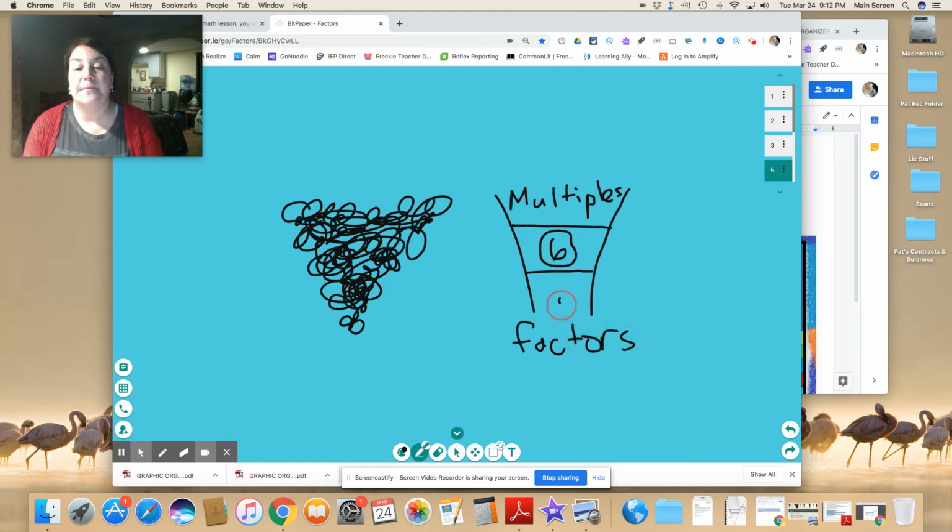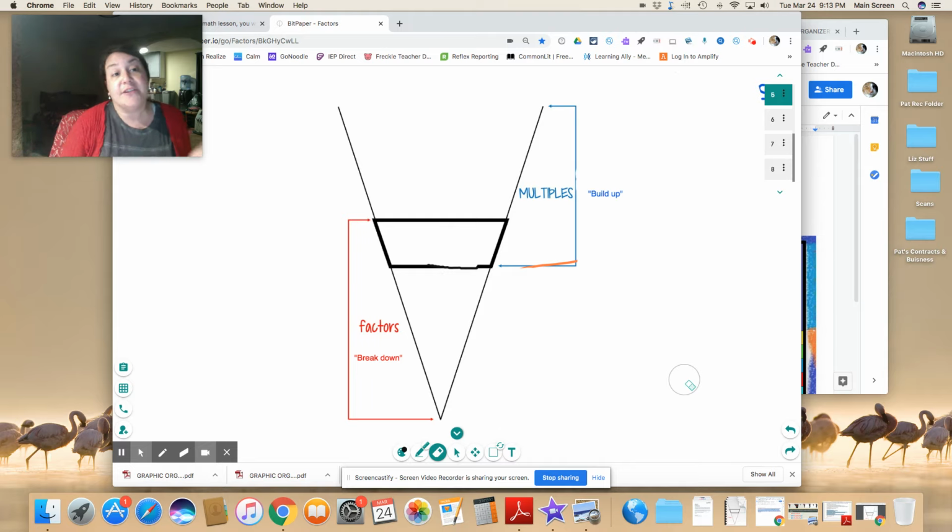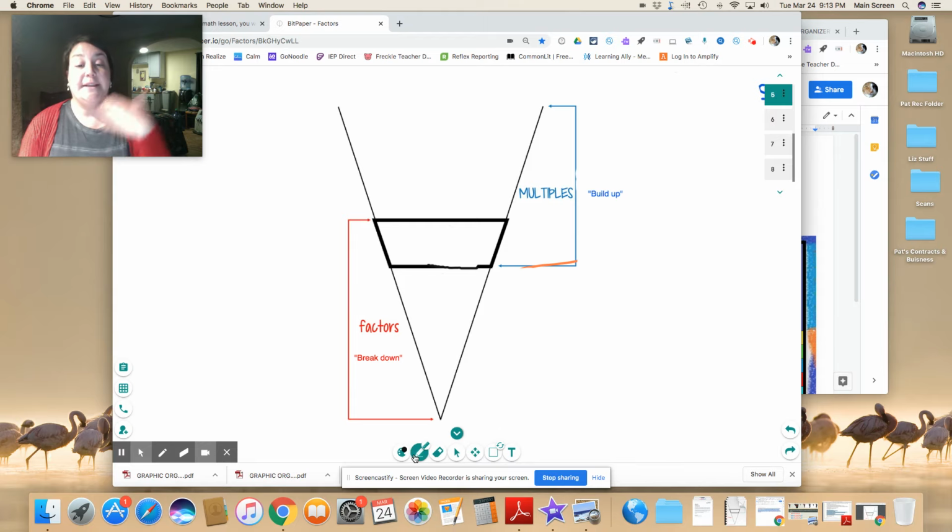Okay? Right in there's the factors. Okay, so let's use that to help us with this. So this is the sheet that I gave to you guys. So you have a PDF and you could have printed out. It's important to remember that multiples build up and factors break down. That again is going to make a lot more sense when I start explaining it.